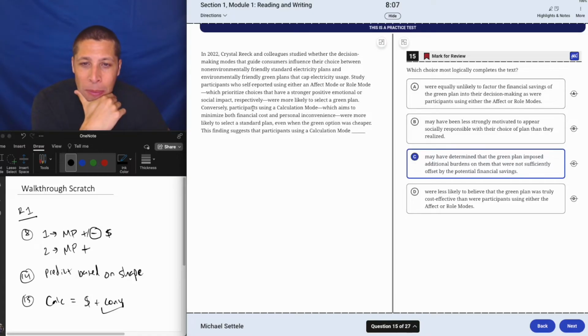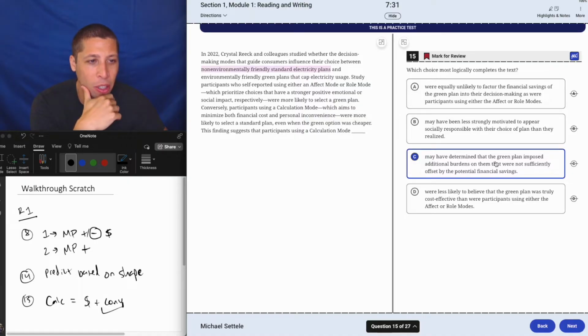And conversely, participants using a calculation mode, which means to minimize both financial cost and personal inconvenience, were more likely to select a standard plan. So the standard plan is, I guess, non-environmentally friendly. So we'll highlight that. Even when the green option was cheaper, right? So yeah, it's not about the money. That's all I see. This is a good example of don't overthink it. Don't try to prove the wrong answer is right. The right answer is right.